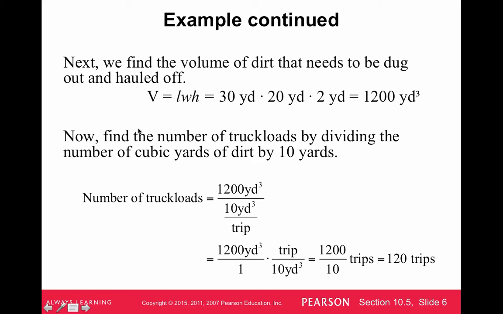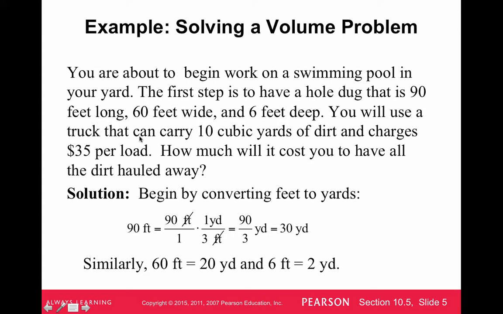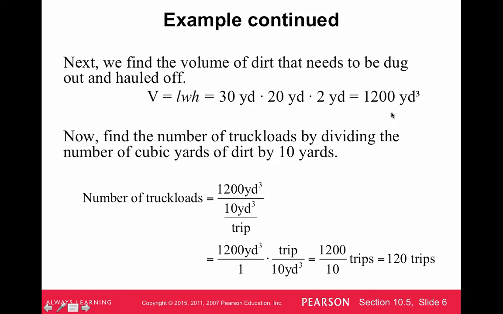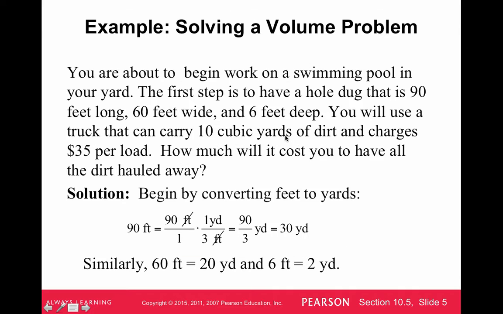Now it says find the number of truckloads. Remember, the truckload can carry 10 cubic yards, and we have 1200 cubic yards. So we're going to need a lot of truckloads. If we take the 1200 and divide by the 10 yards cubed, then we can figure out how many trips, or truckloads, we're going to need. That should give us 120 trips, or 120 truckloads, if this truck can only carry 10 cubic yards. Maybe you consider getting a bigger truck or something like that. So 120 trips, and each trip costs how much? 35 per load, my gosh.